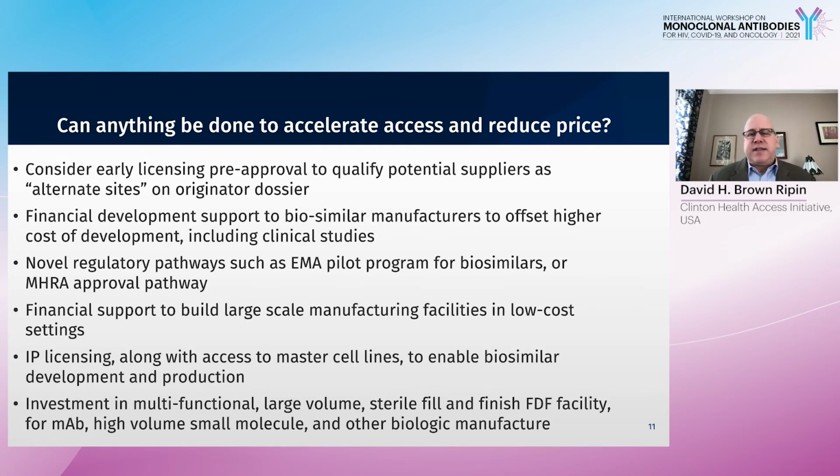So, are there things that we can do, which we've explored or have an analogy in the small molecule space, to accelerate access to new monoclonal antibodies and potentially reduce their price in the market? As I mentioned, early licensing partnerships where a biosimilar manufacturer is actually engaged pre-approval and brought along as a qualified alternate manufacturing site in the original dossier could be a highly time and cost efficient approach to bringing monoclonal antibodies to low and middle income markets.